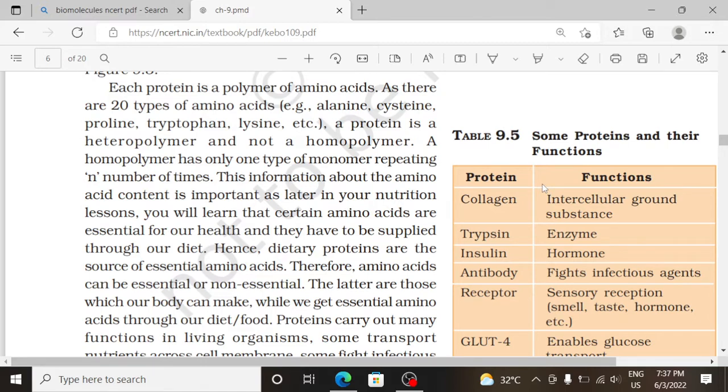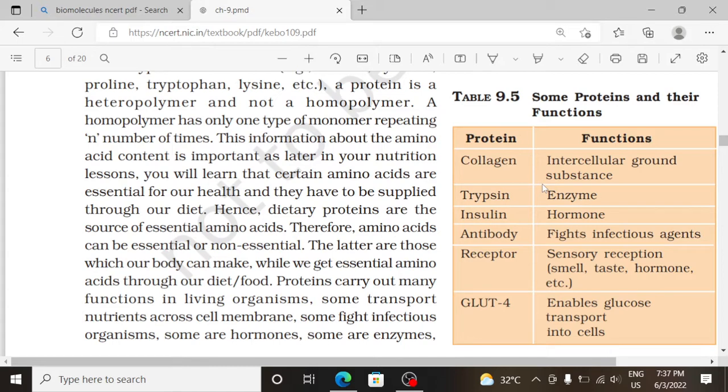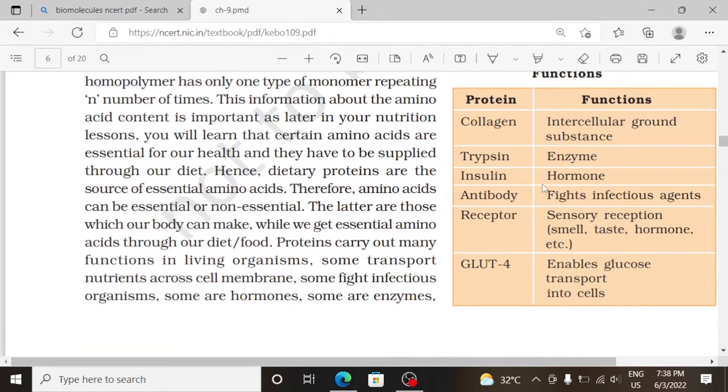Example: alanine, cysteine, proline, tryptophan, lysine, etc. A protein is a heteropolymer and not a homopolymer. A homopolymer has only one type of monomer repeating n number of times. This information about the amino acid content is important, as later in your nutrition lessons you will learn that certain amino acids are essential for our health and they have to be supplied through our diet. Hence, dietary proteins are the source of essential amino acids.